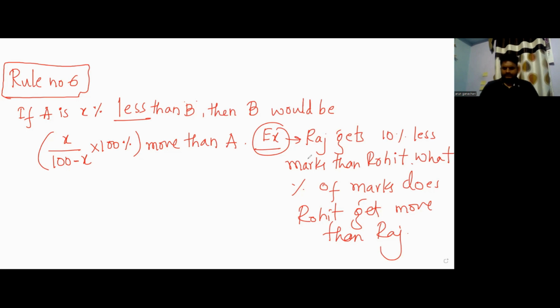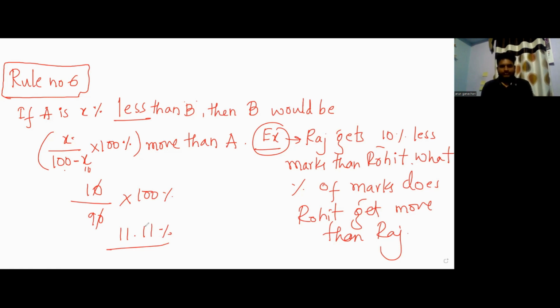9%. Check it again. 11.11%. 11.11% is correct. So Raj got how much? Raj gets 10% less. So we have to use the less formula. Here instead of x, it will be 10. What is 100 minus 10? 100 minus 10 is 90. 10 into 100%, 0 and 0 will get cancelled. 1 by 9 is nothing but 11.11%. Getting this? Very easy level thing is going on.